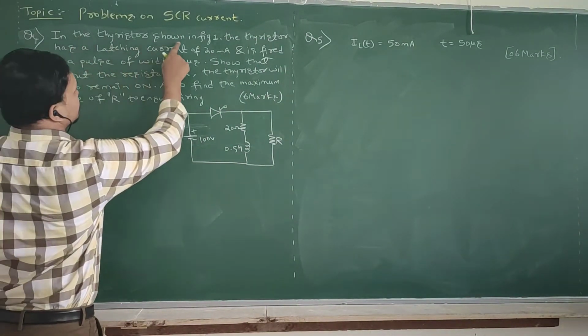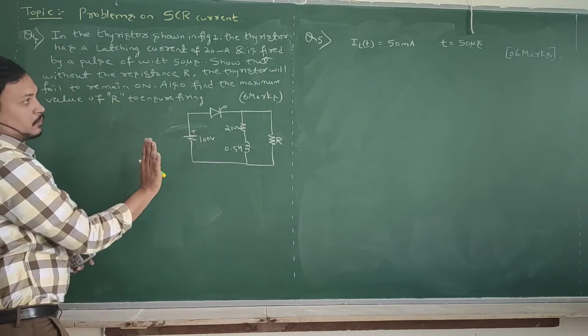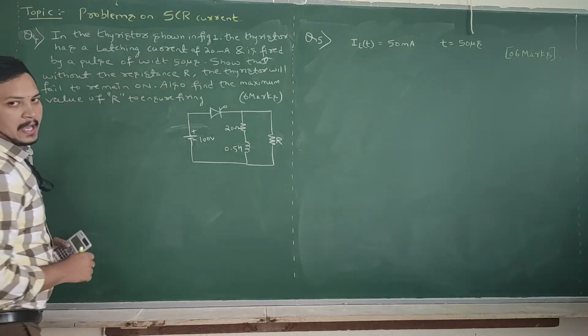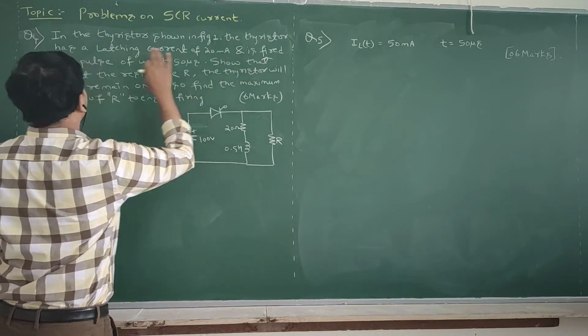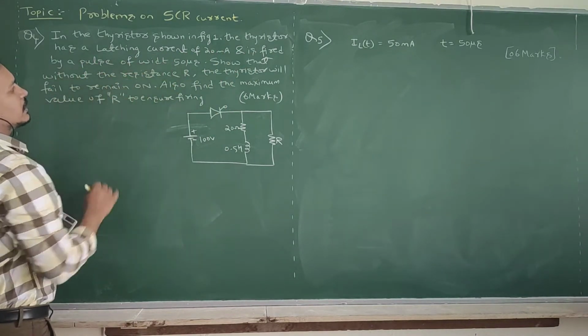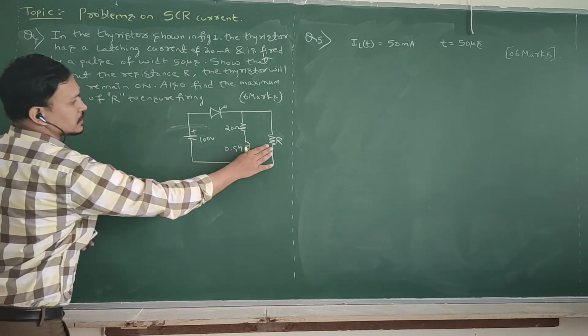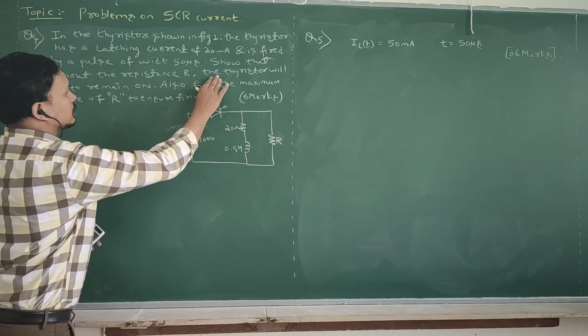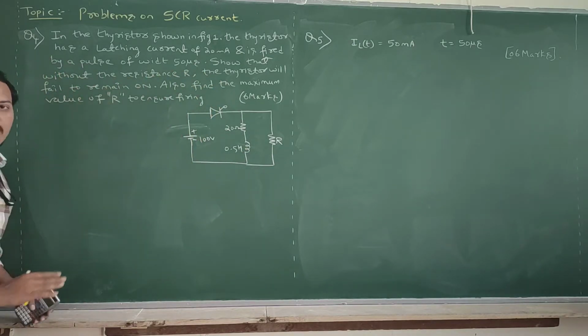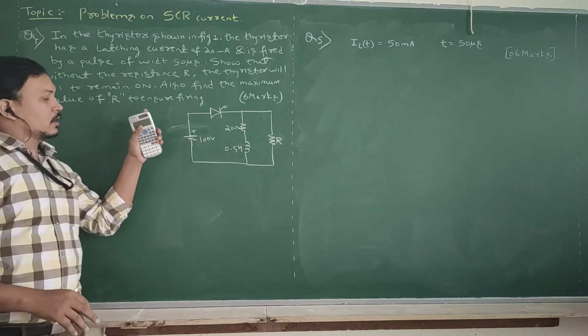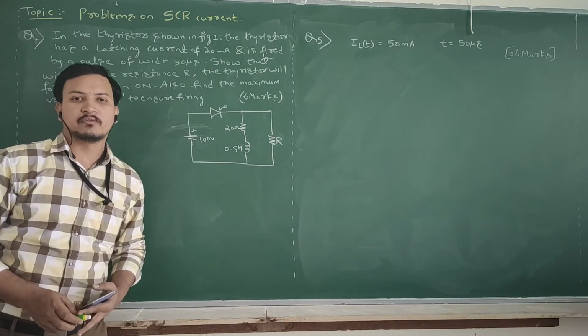In the thyristor shown in figure 1, this figure only, the thyristor has a latching current of 20 milliampere and is fired by a pulse width of 50 microseconds. Show that without resistance R, the thyristor will fail to remain on, and also find the maximum value of R to ensure the firing.